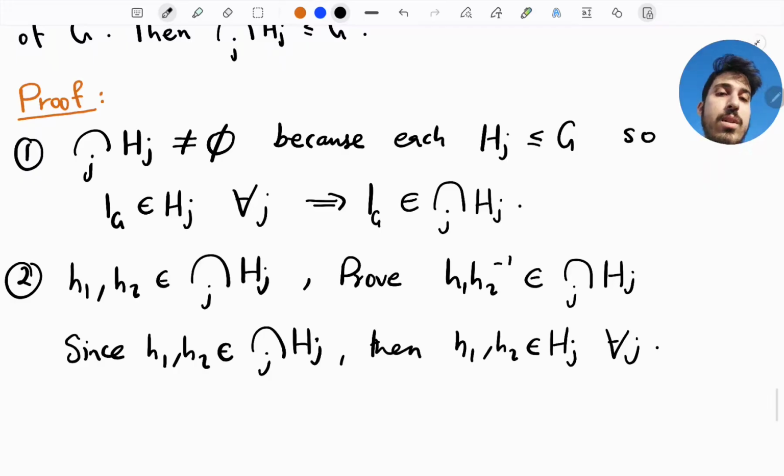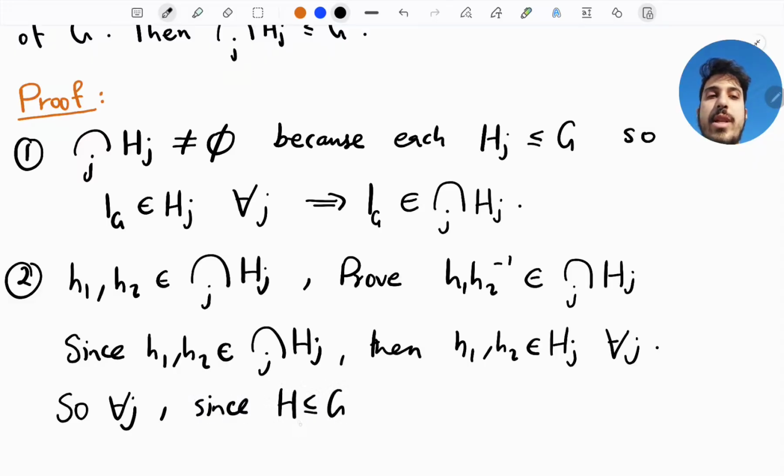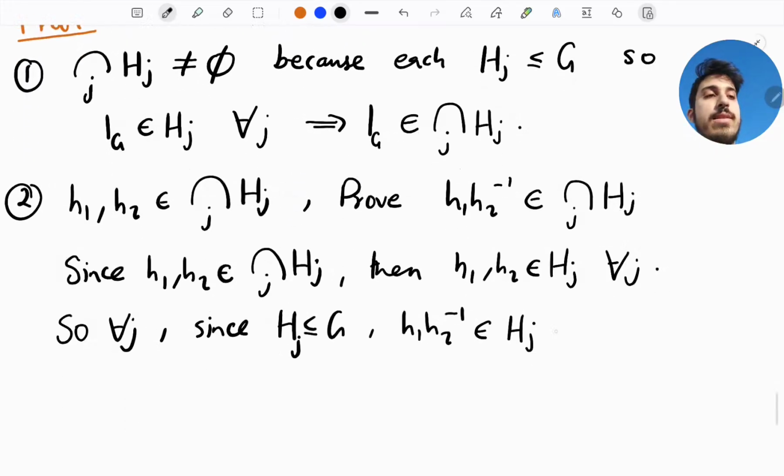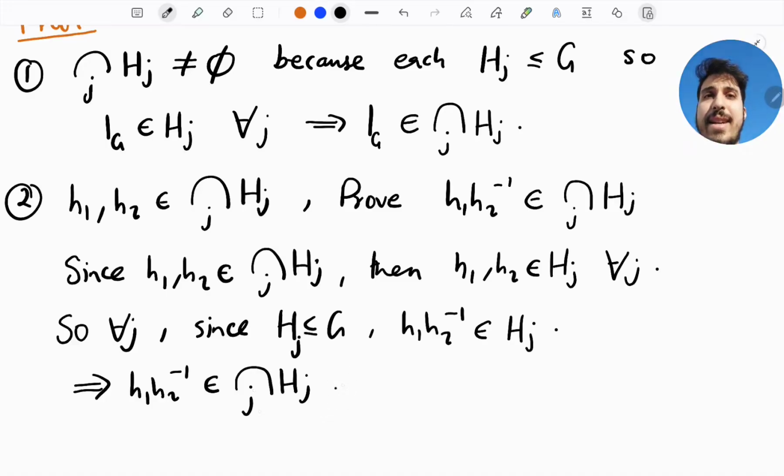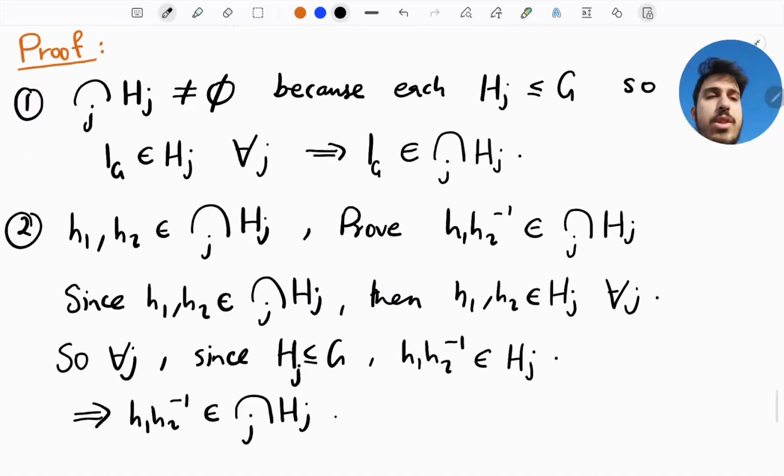So for all of the j's, we have that since H_j is a subgroup of G, no matter what j is, we have that h1 h2 inverse, by definition of subgroups, is a member of H_j for all of the j's. So if it's in all of the H_j, it has to be in the intersection of all the H_j. So this means that h1 h2 inverse is inside the intersection of H_j for all j, thus completing the second and final part of the proof of the proposition.